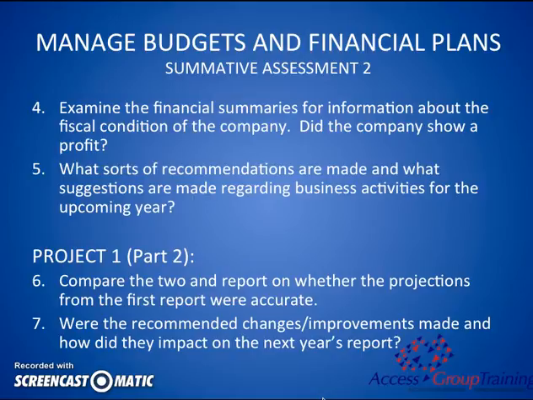For example, you might list the projections from the first report in dot point form. Beside each projection, you should then report whether the projection for the following year actually occurred. If the first annual report you reviewed had some recommended changes or improvements, again you can list these in dot point form and then report on whether each one occurred. You can then provide a summary of how the recommended changes and/or improvements that were made impacted on the annual report for the following year.